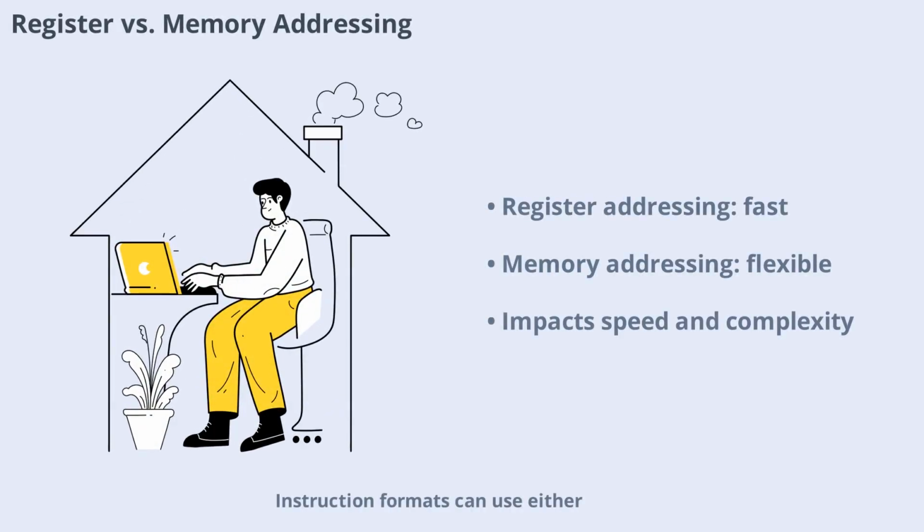Instruction formats can use either register or memory addressing for operands. Register addressing means the operands are stored in CPU registers, leading to faster execution. Memory addressing, on the other hand, accesses data directly from memory, which is slower but allows for more data to be used. The choice between these methods affects both the speed and complexity of instruction execution.